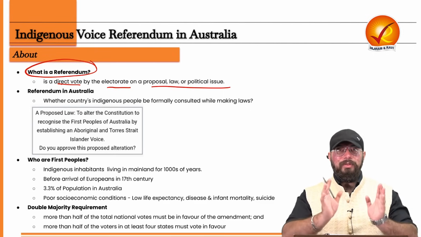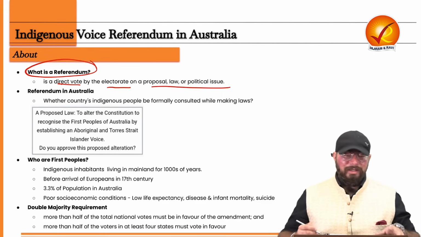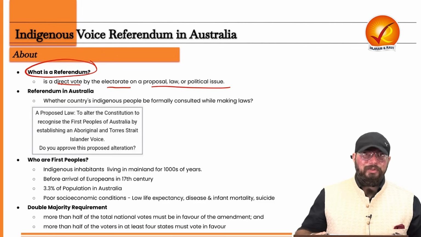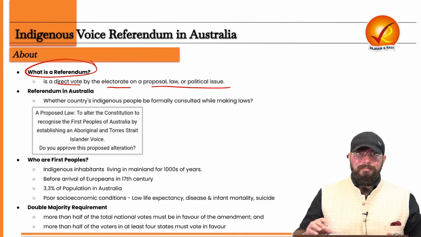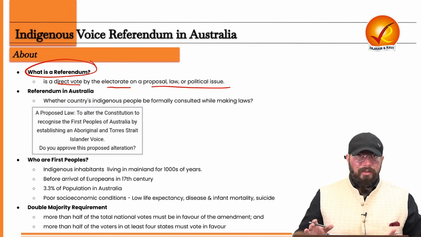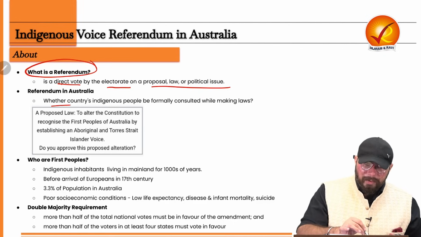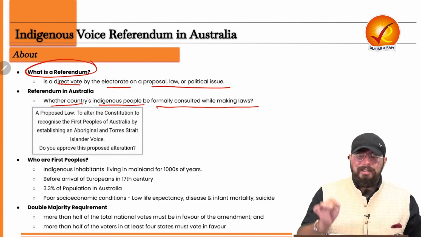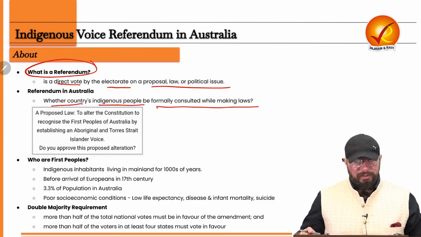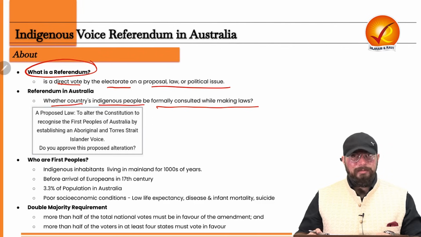So basically, to know the will of the public, that is your referendum. Now currently in Australia, a referendum is ongoing. What's the reason? What is there in the referendum? See, the referendum is about whether the country's indigenous people should be formally consulted while making the laws of Australia. That is the main premise behind this referendum.